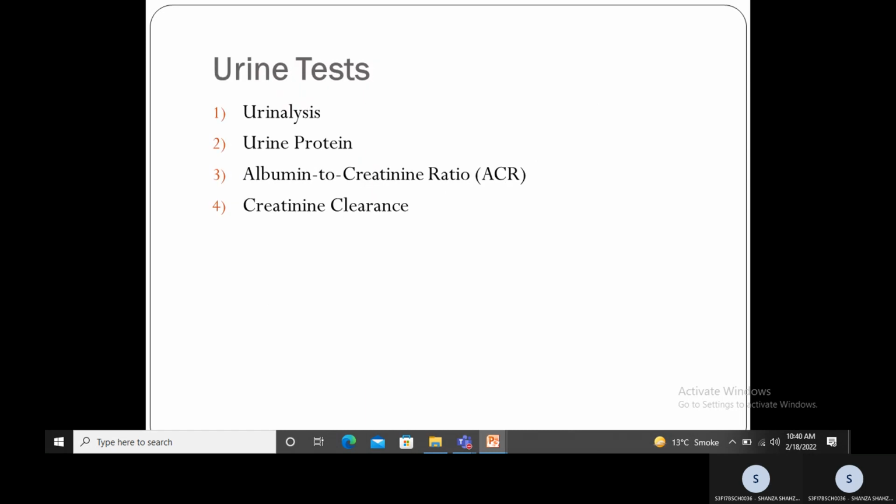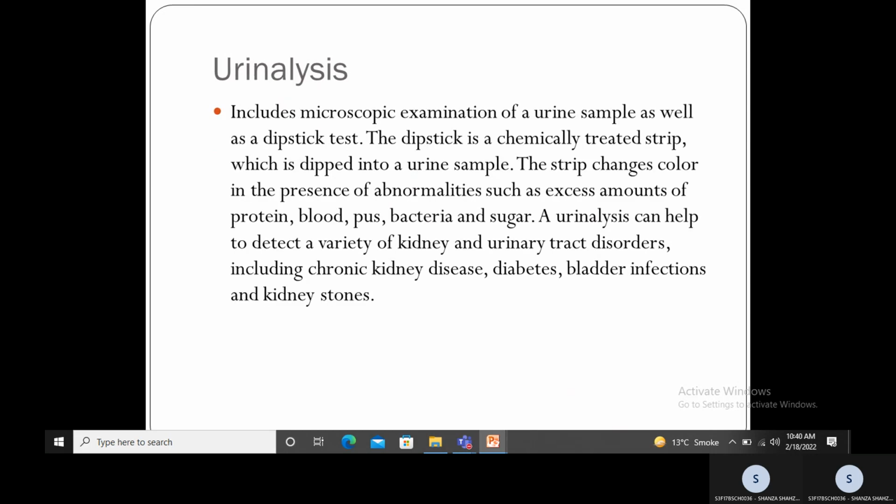Urine tests: urinalysis, urine protein, albumin-to-creatinine ratio, and creatinine clearance. First is the urinalysis.